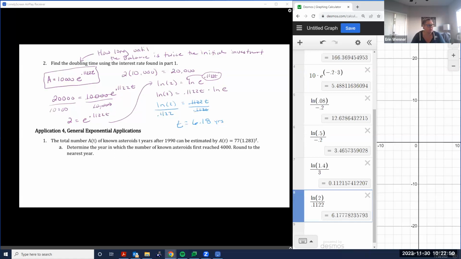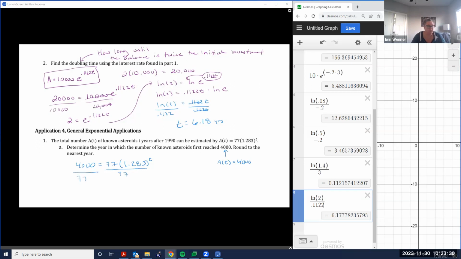It says determine the year in which the number of asteroids first reached 4,000, round to the nearest tenth of a year. So what we're doing is we're looking at how long does it take for A of t to equal 4,000, right? So we're going to plug 4,000 in for A of t. And we're going to start solving this the same way, right? We've got some value times some value to an exponent, right? So we're going to start by dividing both sides by 77.